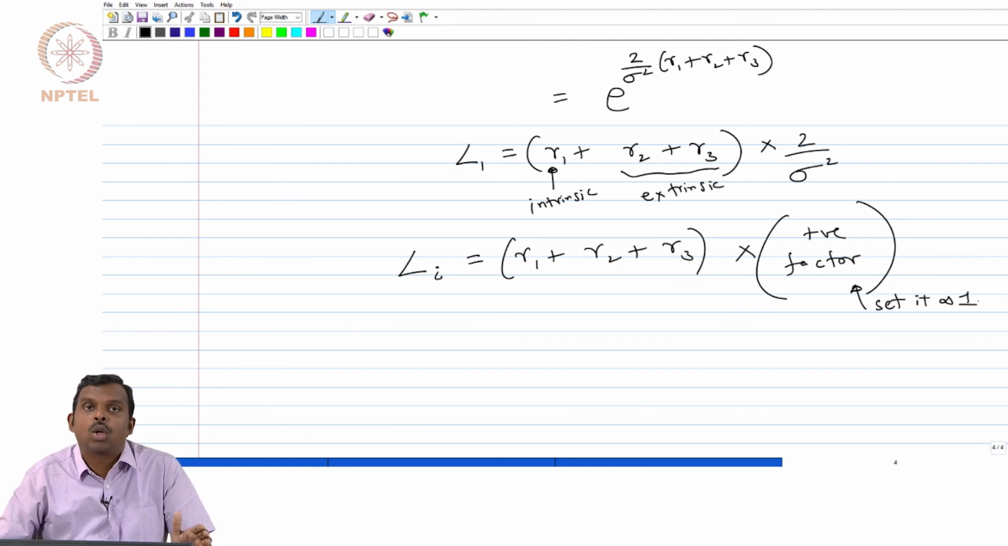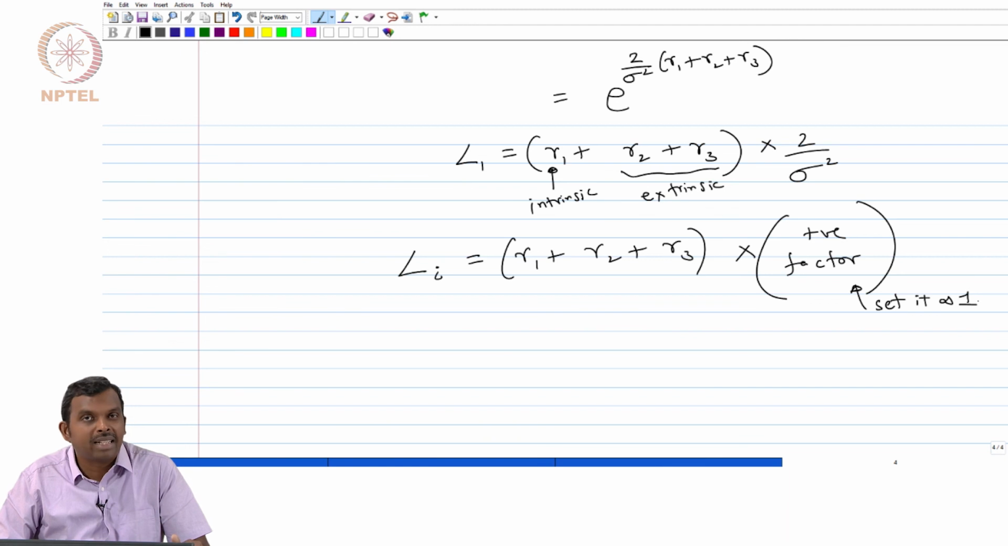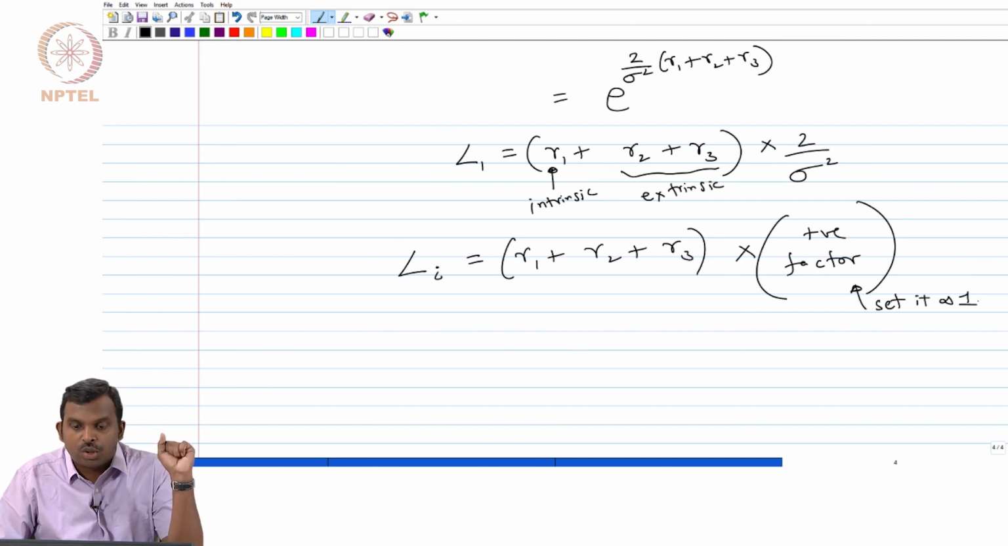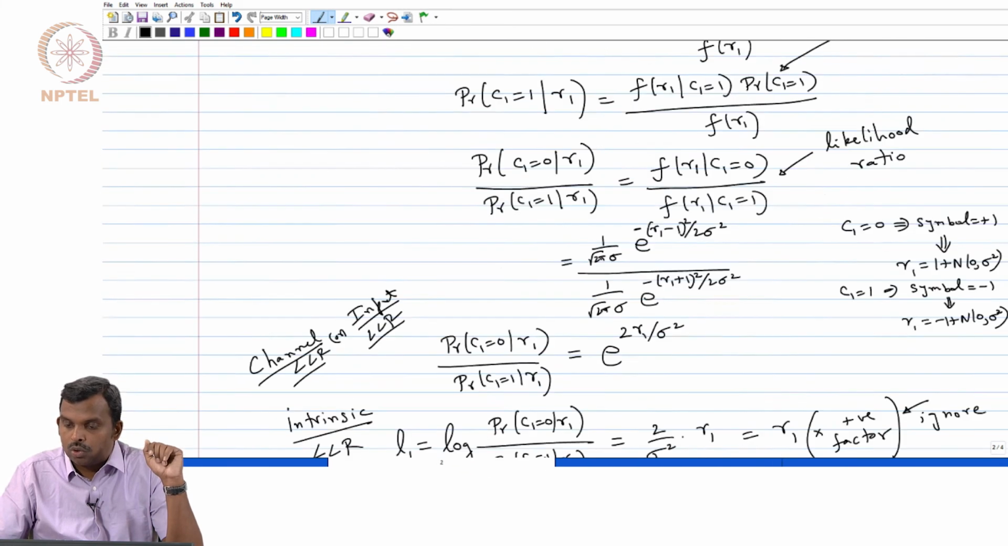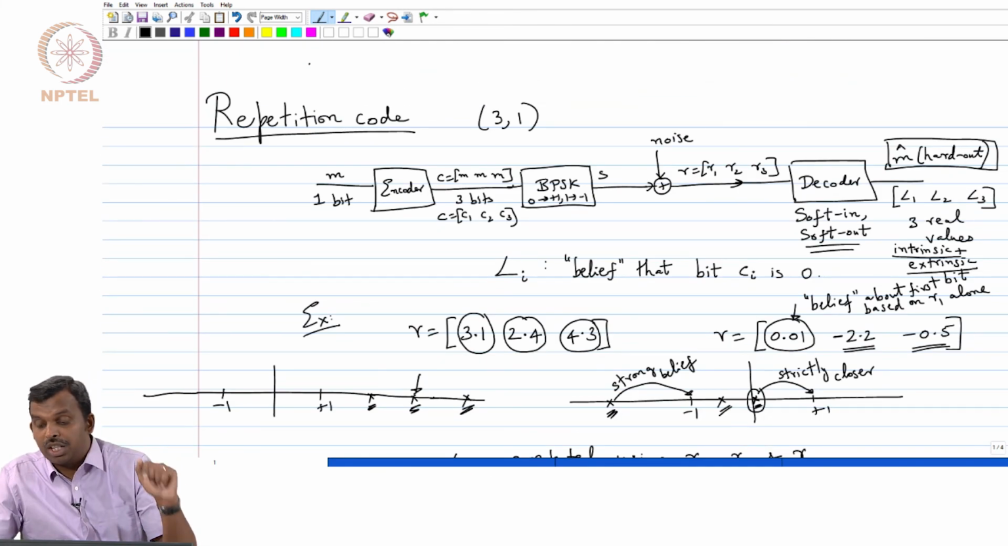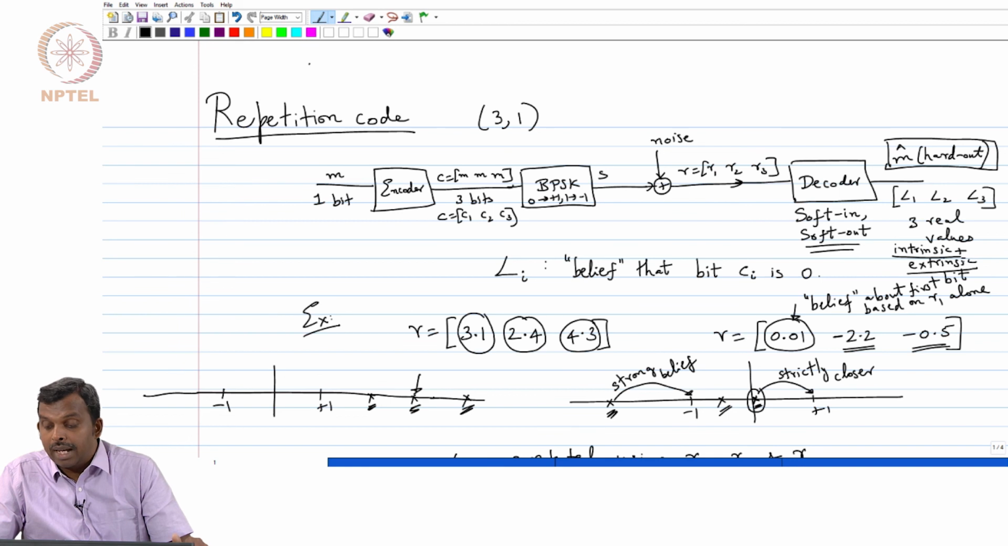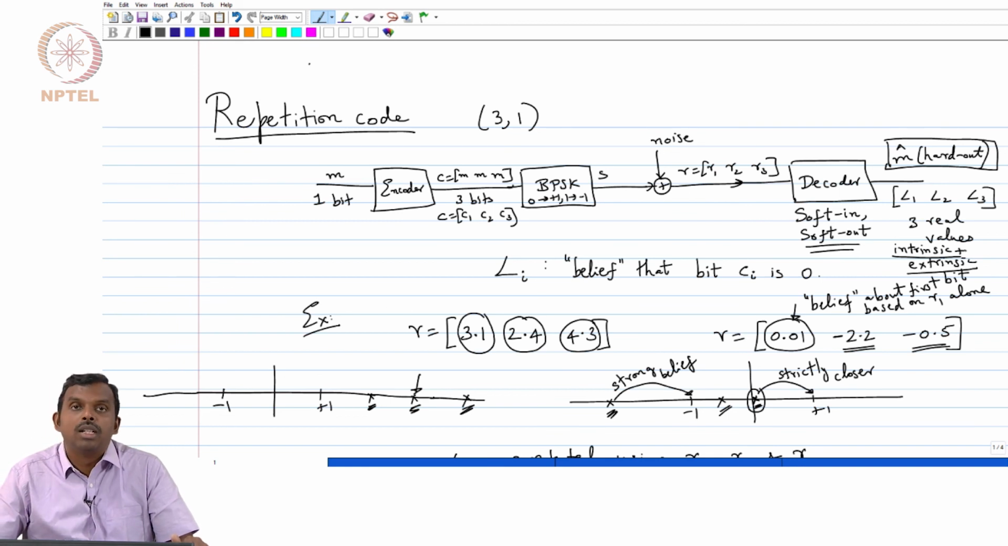If you want the exact log likelihood ratio, you have to incorporate that, but that is not very relevant. All you need to do is find out this capital Li. Like I said, Li for the repetition code is obtained by simply adding the 3 values. Intrinsic and extrinsic parts change, but nevertheless it is the same. So, we did a quick derivation here, and we saw how to do soft in, soft out decoding for the repetition code, how to put out 3 values and find the soft output. Hopefully, this was easy enough.